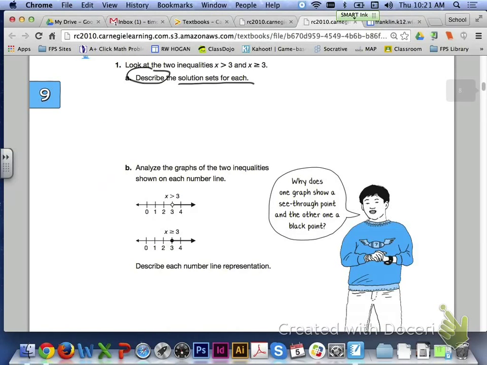Let's take a look at number 1. It says, look at the 2 inequalities. We have x is greater than 3 and x is greater than or equal to 3. So letter A tells us to describe the solution sets for each. So what we want to do is look at all of the points on a number line that would make these 2 inequalities true. So go ahead and do letter A for number 1.